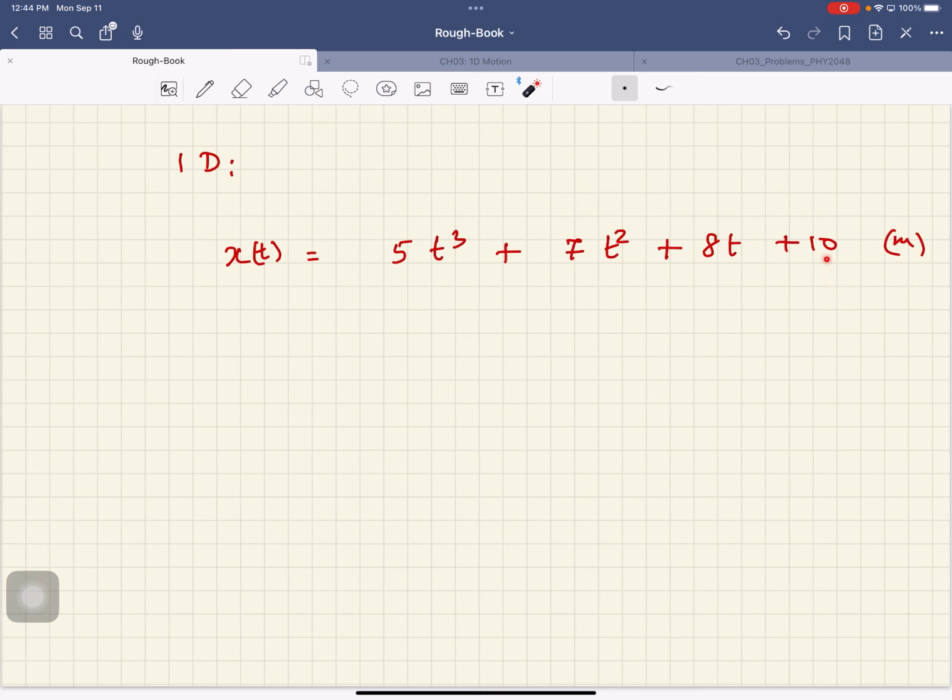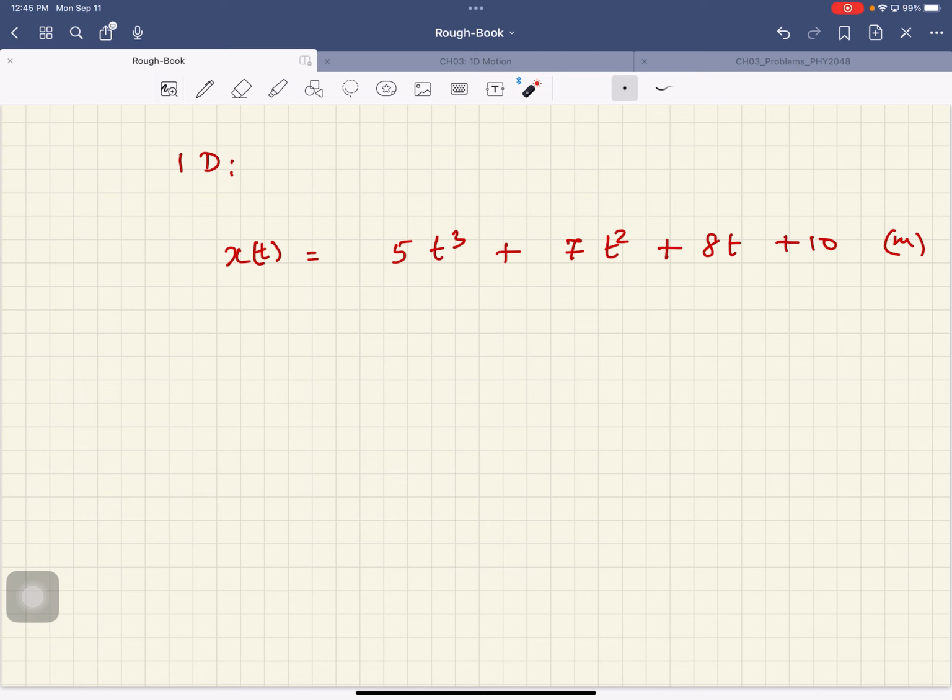What are the units of this guy? Meters. What are the units of 8? Meters per second, since time is measured in seconds, so that cancels out. What are the units of 7? Meters per second squared. So that's related to acceleration. What are the units for this guy? Meters per second cubed. Okay, you guys understand that? All right, so we will see this in this chapter.